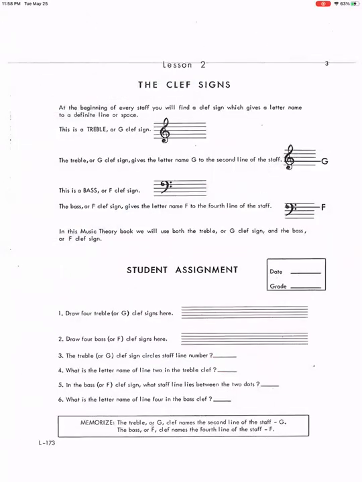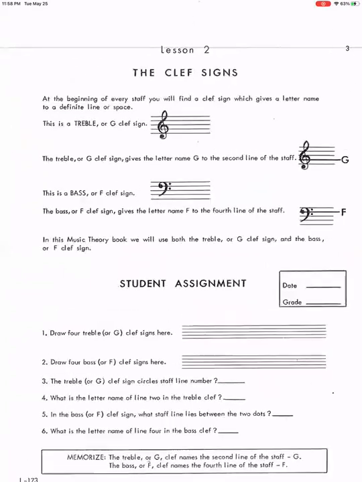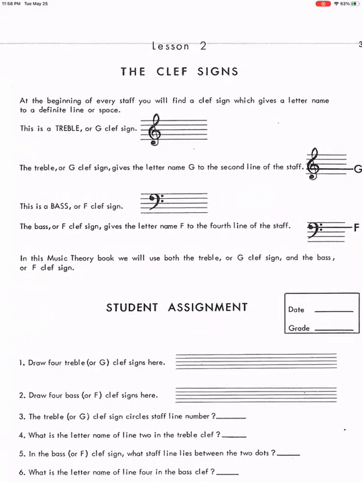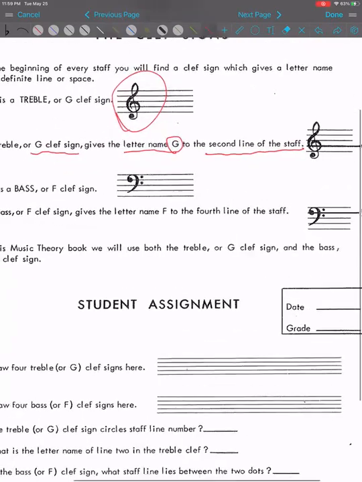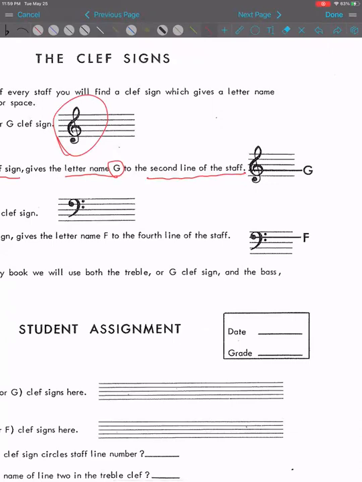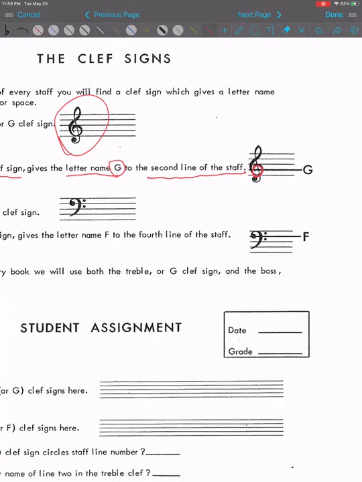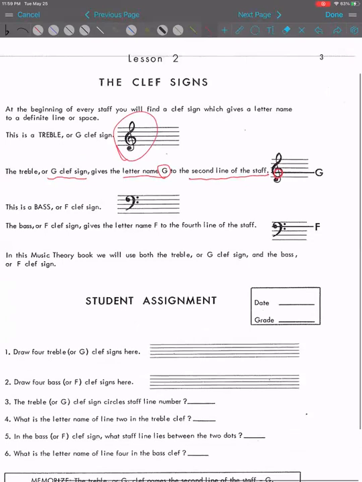Lesson 2, the clef signs. At the beginning of every staff, you will find a clef sign which gives a letter name to a definite line or space. So this is a treble clef. And the treble clef is also called the G clef, giving the letter name G to the second line of the staff. So you'll see that the belly of the clef is circling the second line. So that's why it's called G clef, because the second line is G.